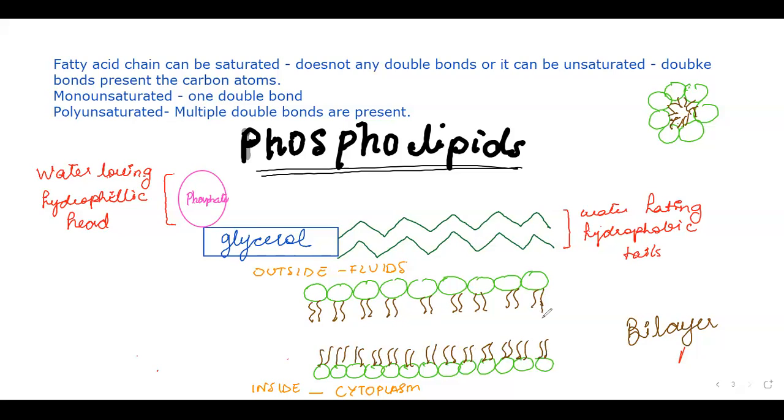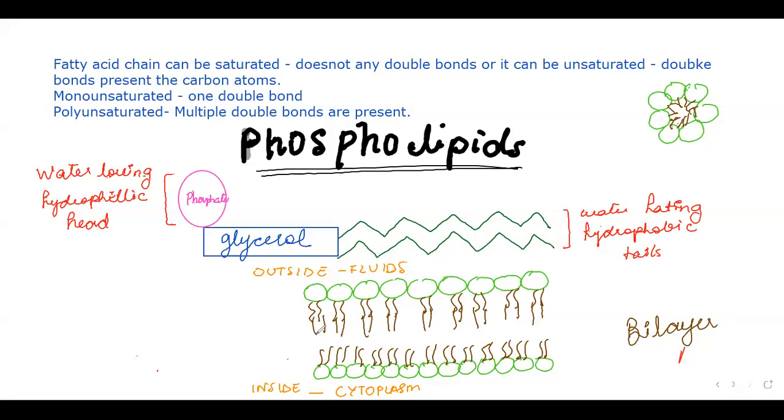And what will happen? The hydrophobic, water-hating tails of both the layers will arrange themselves towards each other, towards the center of the membrane. They'll be like, listen, we'll all just huddle together, point towards each other, and come towards the center of the cell membrane so that we are away from both the cytoplasm as well as the fluid existing outside the cell. So this is how phospholipids make your cell membrane.